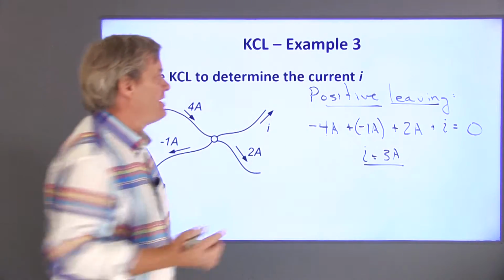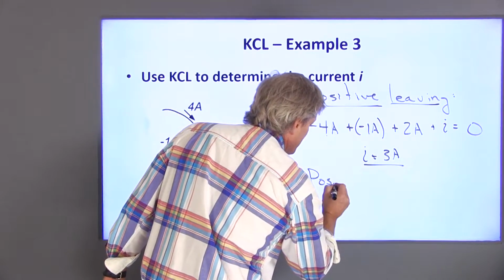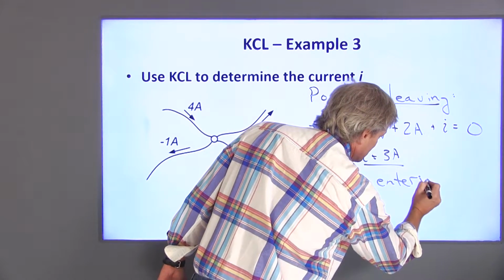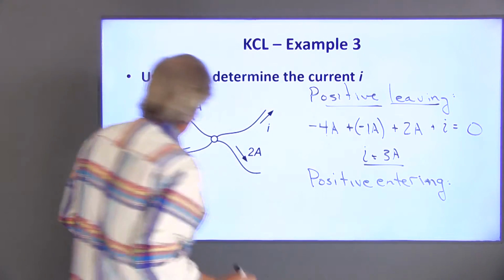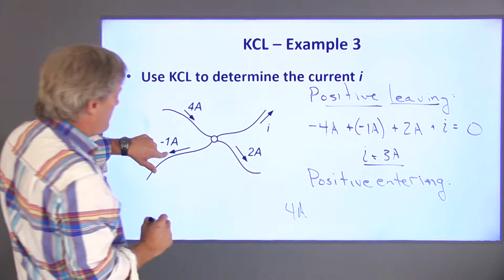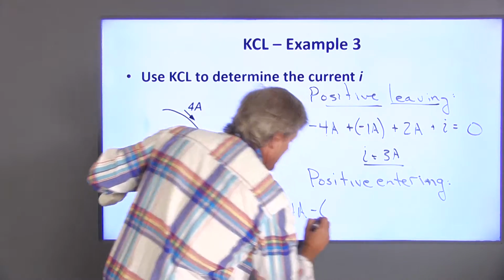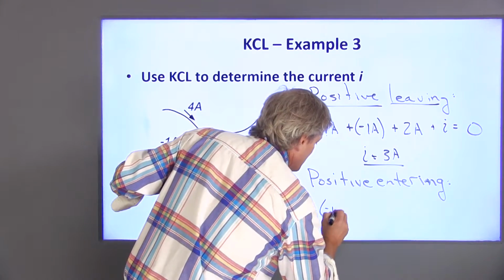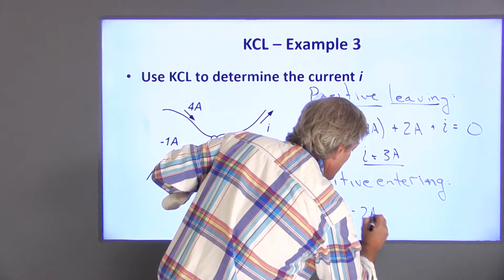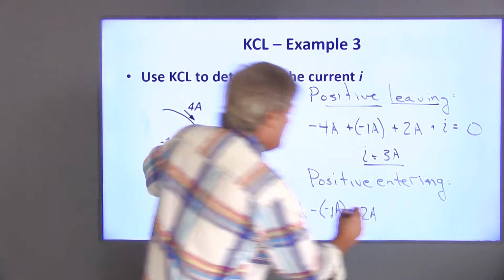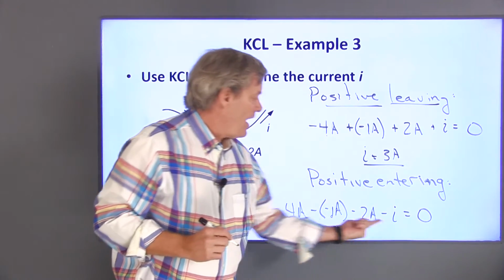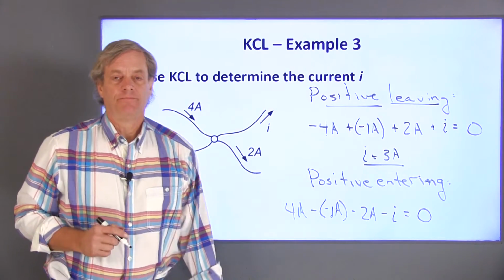I should get the same result by assuming positive currents entering. So 4 amps is entering, that's a positive current. This current is leaving, so it's negative, but its value is negative 1 amp. This current is leaving, so that's a negative 2 amps. I is leaving, so that's negative. That sums to 0, and this will still give me I is equal to 3 amps.